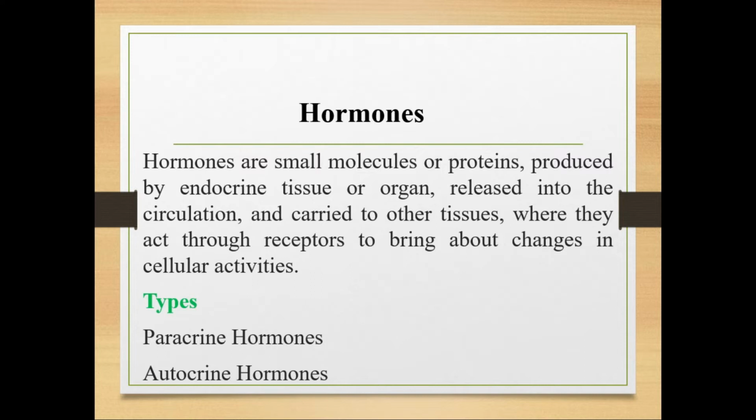As far as their types are concerned, there are two main types of hormones with reference to their action: paracrine hormones and autocrine hormones. Paracrine hormones act locally by diffusing from their source to target cells in the neighborhood. Autocrine, while the other one, is autocrine action.